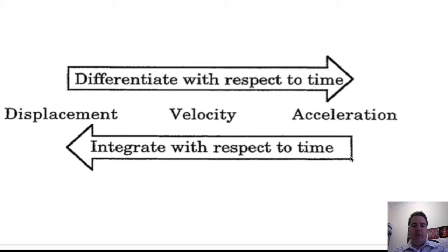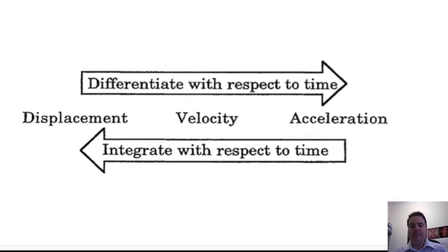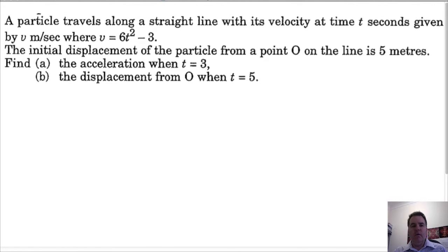So this is the representation of rectilinear motion. This is the thing you need to understand to get from one to the other: differentiate, and then integrate to go back the other way. A particle travels along a straight line. Now we're given the velocity. The initial displacement of the particle on the line is 5 meters. Find the acceleration when t equals 3.